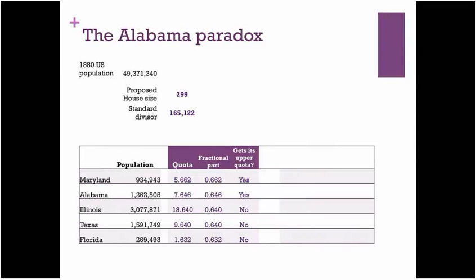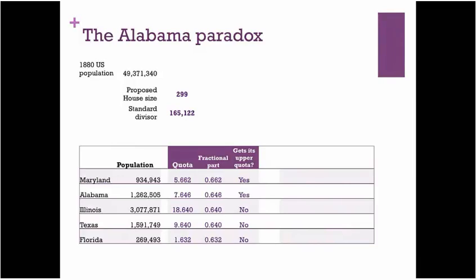Okay, so Maryland does get its extra seat and therefore its upper quota, and the same thing with Alabama, but Illinois just misses out, okay? The line always has to be drawn somewhere in Hamilton's method, and this is where it happens to be drawn. So we said to Alabama, here, you get the last seat, and Illinois is waiting, and we say, nope, no extra seat for Illinois.